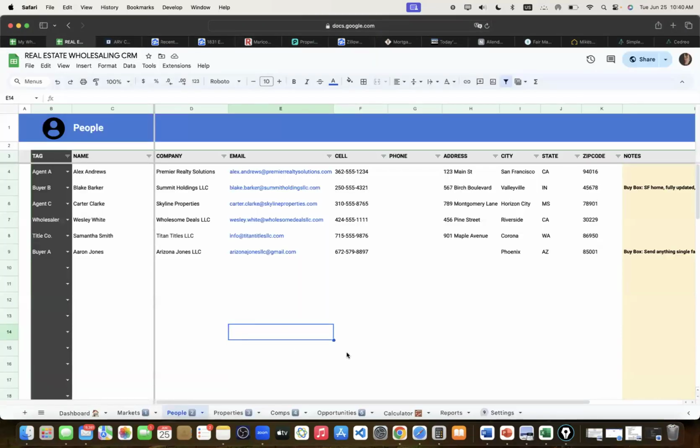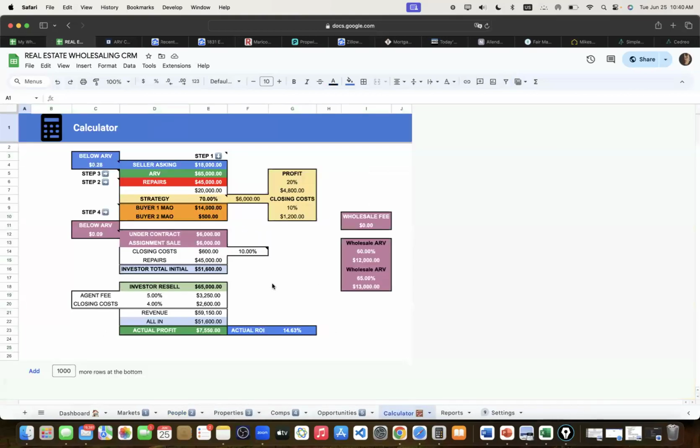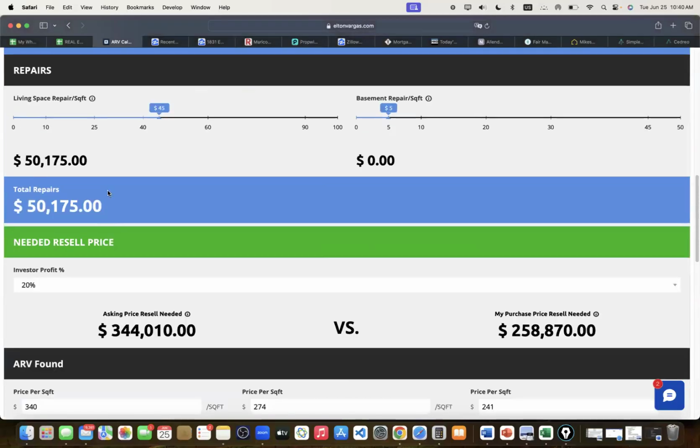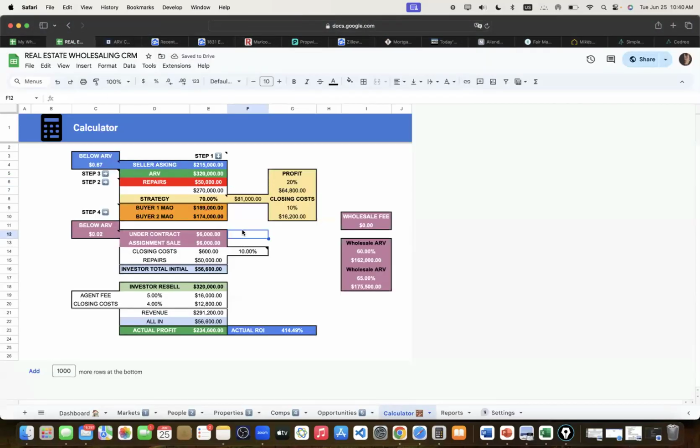Because if you go to the CRM's calculator, let's walk backwards on how the investor will look into it. So the seller is asking $215,000. We did some small due diligence. The property can sell for 320. The investors could have spent $50,000 worth of repairs. Right? Yeah, $50,000 worth of repairs. So this is how much they want to buy it.